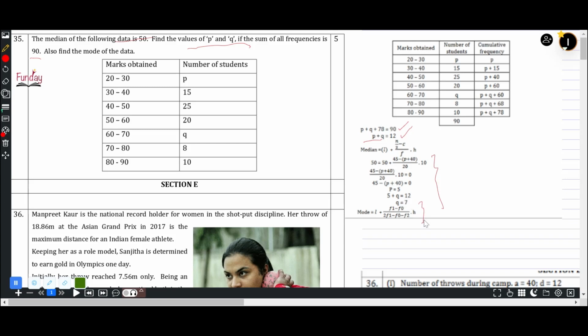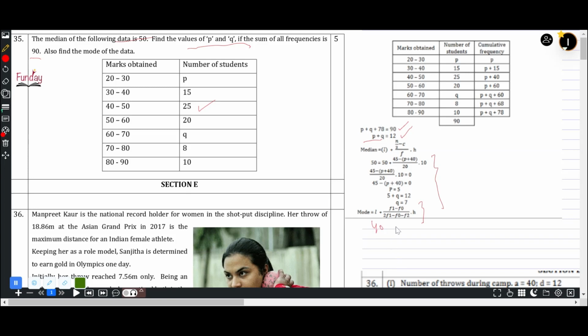Now back to the mode. For the mode we'll use the formula: mode is equal to L plus (F1 minus F0) by (2F1 minus F0 minus F2). So what is L? L is the lower limit of the class which has the maximum frequency. So which is the modal class here in this data? The modal class here is 40 to 50. So L will be the lower limit of this class, which is 40.